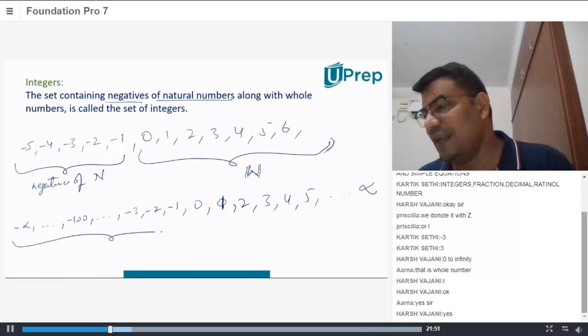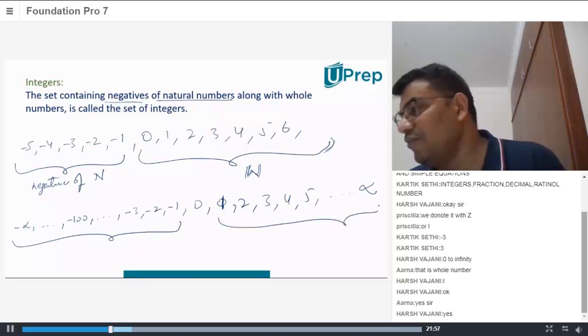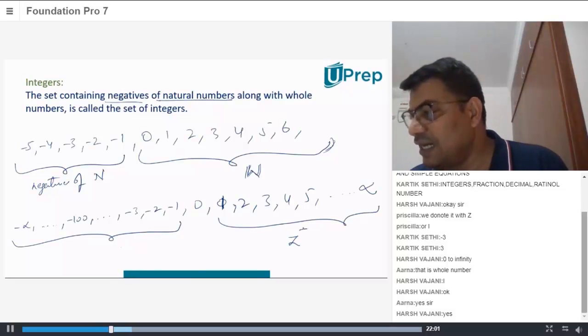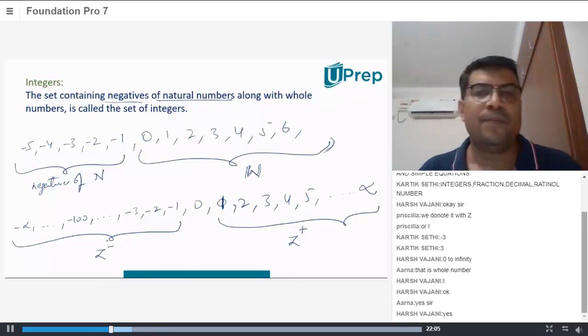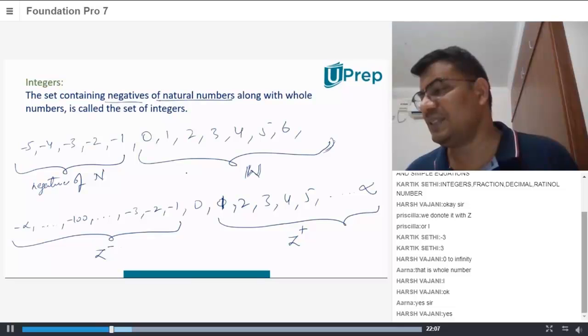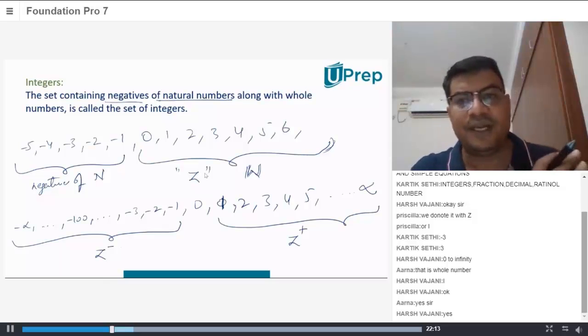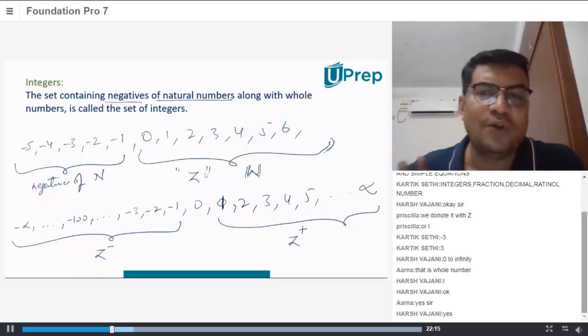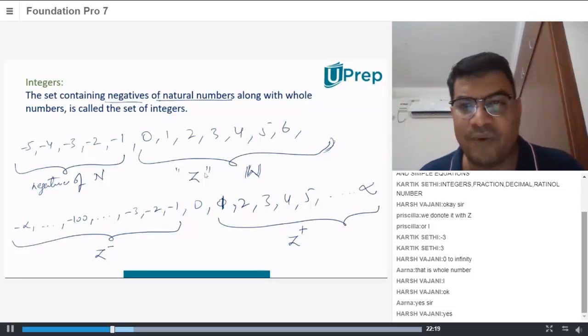All the negative integers are called negative integers, and 1 to infinity are called positive integers, represented as Z plus and Z minus. Any integer is represented as Z. You have numbers from minus infinity towards 0, then 1 to infinity. All these are integers. I hope everyone understands.